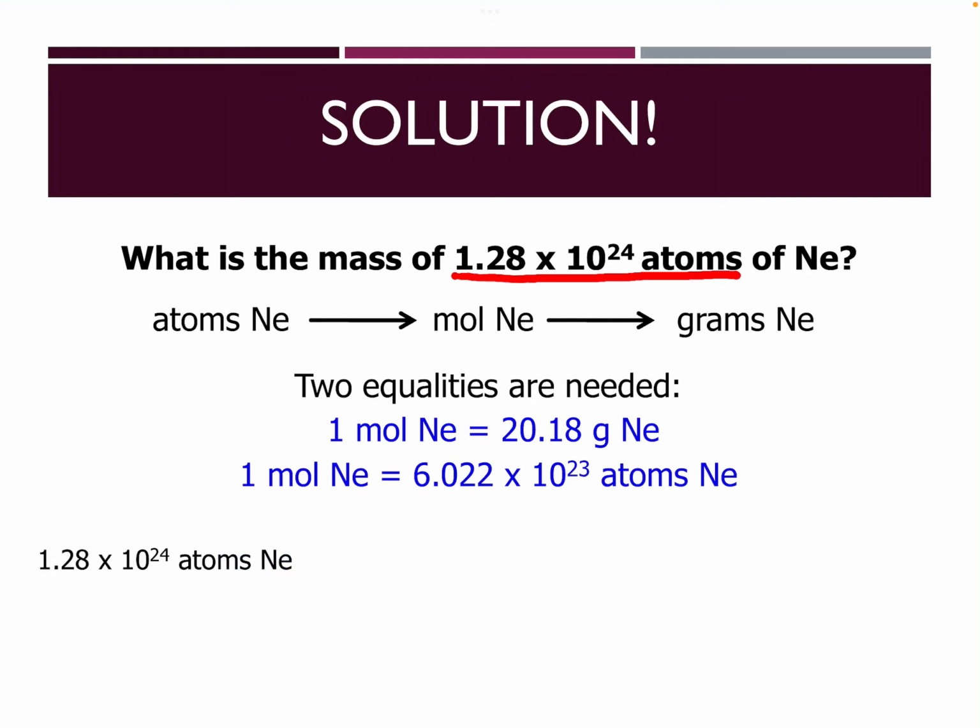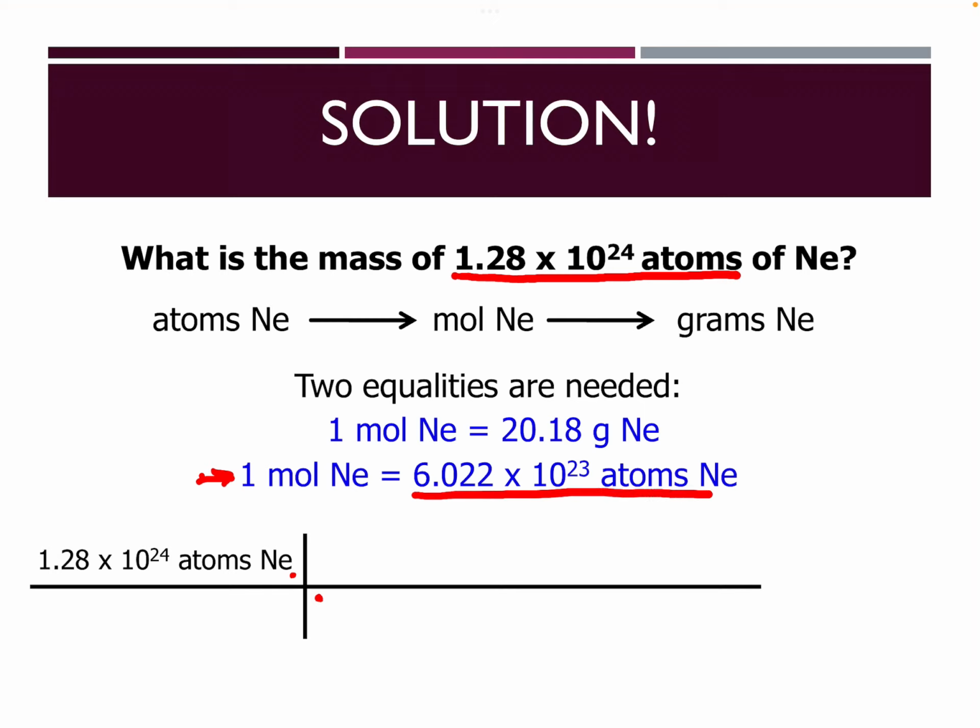So that will go in the beginning of my train track. The first thing we need to do is convert atoms to moles, and we do that using Avogadro's number. So remember, our units have to cancel. If I have atoms of neon here, then I need to have atoms of neon down here, which means that this portion of our equality will go on the bottom, and 1 mole will go on the top. Because remember, when things are equal, they get stacked. All right, we make sure our units cancel, and now we've solved for moles of neon.